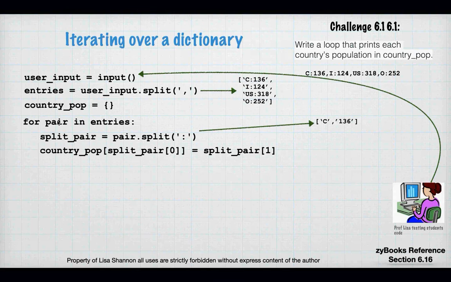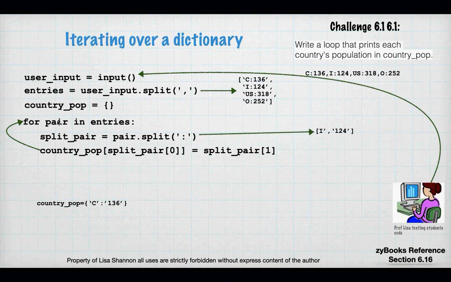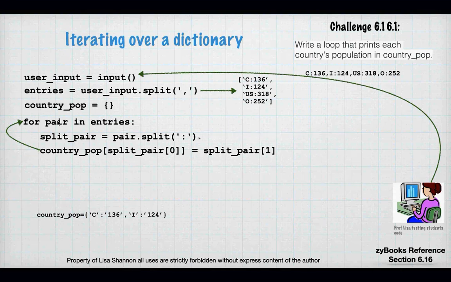And then I'm going to add C:136 as a key value pair in country pop. So what that's going to be, it's going to be like this. Country pop is now going to equal C is my key and 136 is my value. I'm going to go back up to the top of the loop. I'm now going to have my second element in the list, which is I:124, and that is now going to split, and I have a list with I as the first element and 124 as the second. So I then now have a country pop with two key value pairs because I have added it. And we're going to go here to US. The same thing happens.